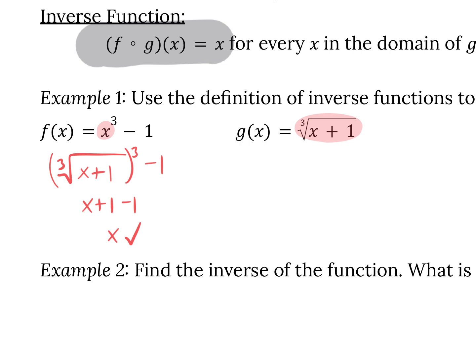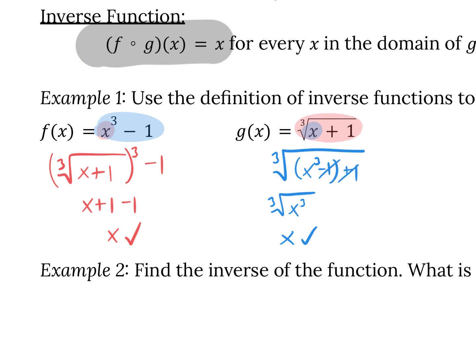And the next one I'm going to do is take this whole function and plug that in for x. So I'm going to be left with the cube root of x cubed minus 1, plus 1. And if we simplify that, I've got the cube root of just x cubed because the minus and plus 1 go away. And the cube root of x cubed is, in fact, x. So we've shown both compositions give me x, so therefore these are inverses of each other.